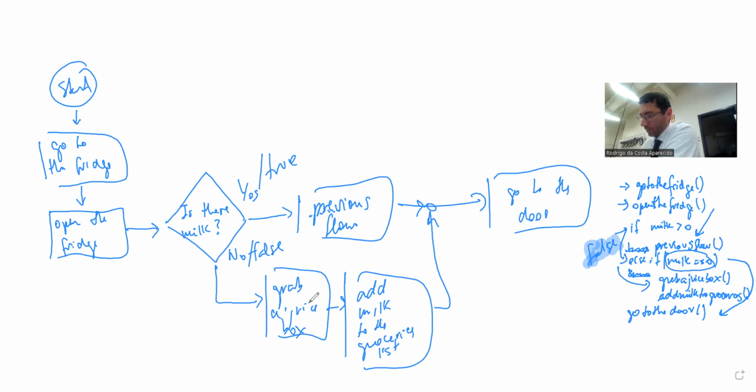And then it's going to grab the juice box. So grab the juice box and then add milk to the groceries list. And then it goes back to go to the door. And then it ends. So do you guys see how the way that I wrote this has a lot to do with the code that I wrote? Was there a way to actually do this same code differently? Of course.